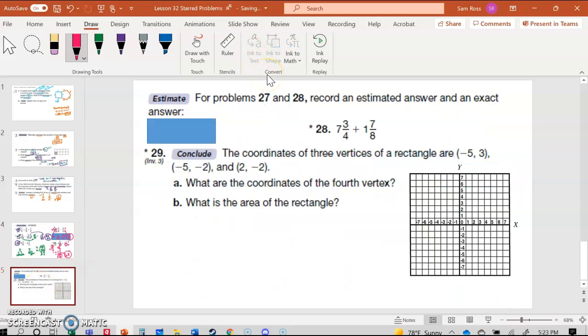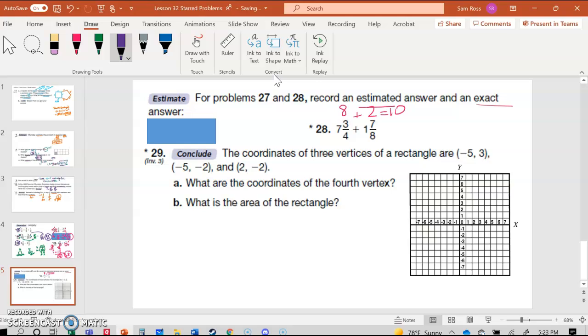Okay, for problem 27 and 28, 27 is covered because it's probably not starred. 28 says estimate and then exact. It's not that hard to do. I've talked about this before. I'm not a big fan of estimate and then exact, but what they're saying is, okay, 7 3/4 is closer to 8 than it is to 7. 1 7/8 is closer to 2, so my estimated answer is 10.